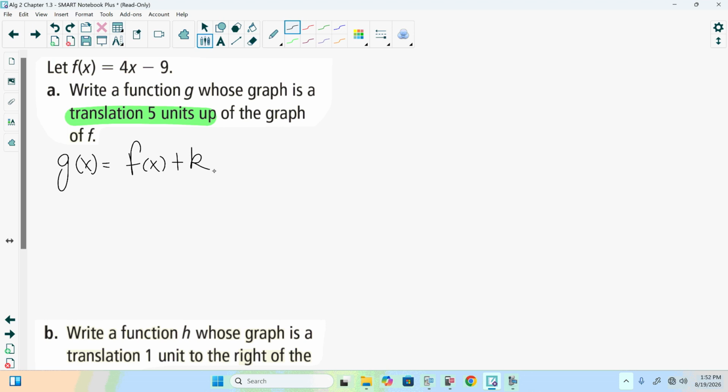Standard form is f of x plus k. What would the value of k be? 5, because it told us 5 up, yes? Would the 5 be positive or negative? Positive, because we're going up. Negative if we were going down.